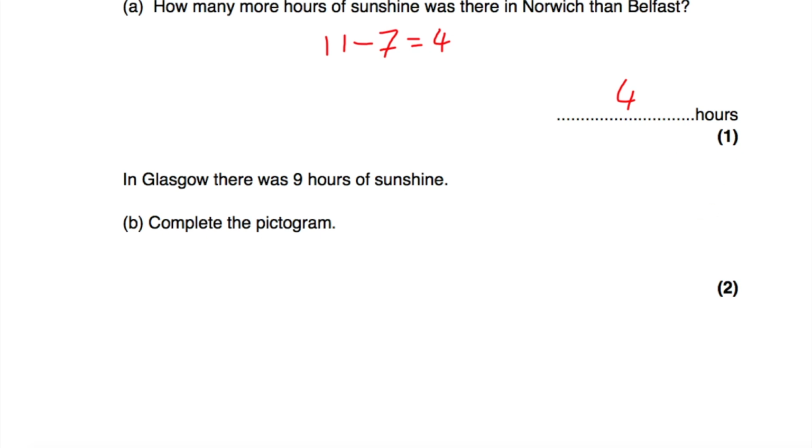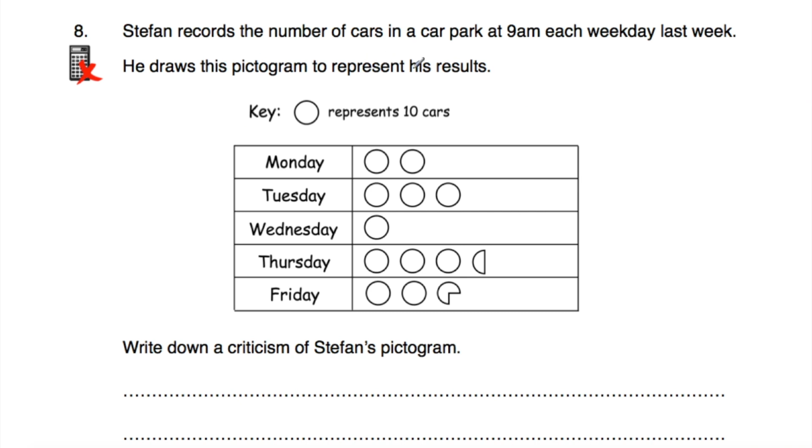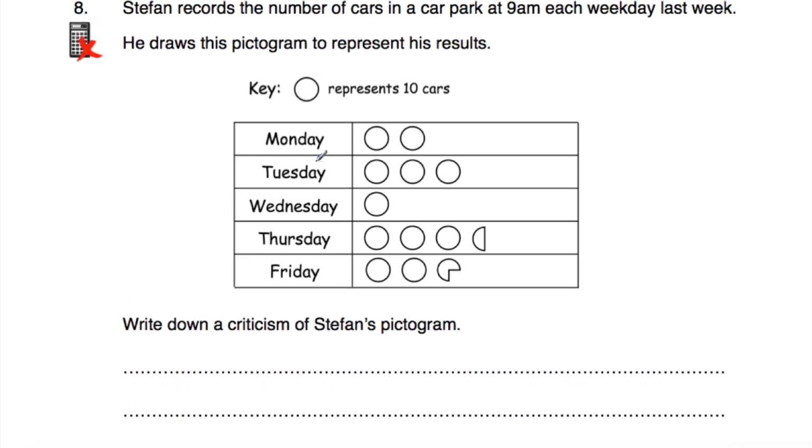Okay, let's have a look at our next question. So question number 8. Question number 8 says, Stefan records the number of cars in a car park at 9 a.m. each weekday last week. And he draws this pictogram to represent his results. So we've got the key that a circle represents 10 cars. And we've got Monday, Tuesday, Wednesday, Thursday, Friday. And we've been asked to write down a criticism of Stefan's pictogram. So we want to find a criticism of Stefan's pictogram. So let's have a look at it.